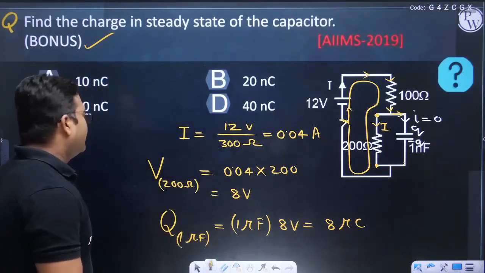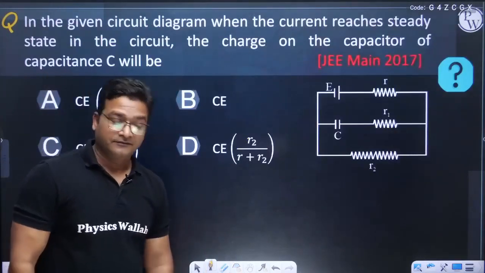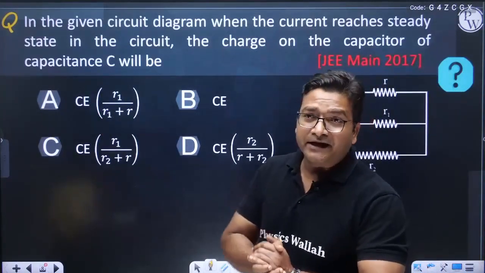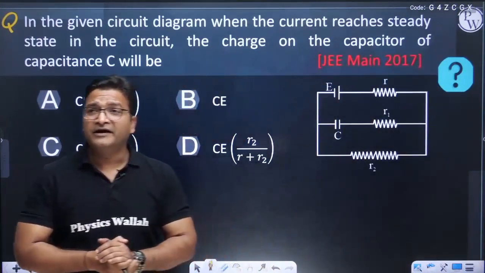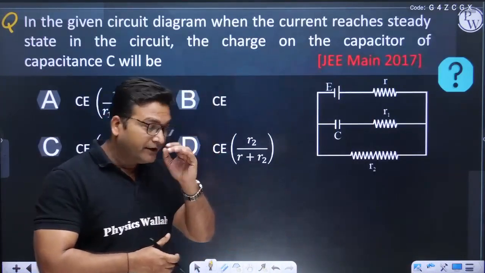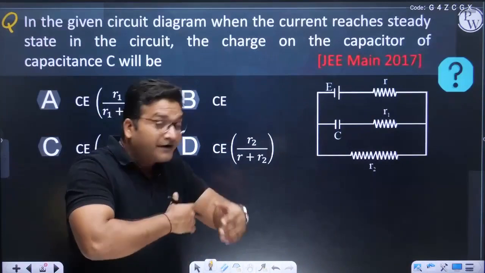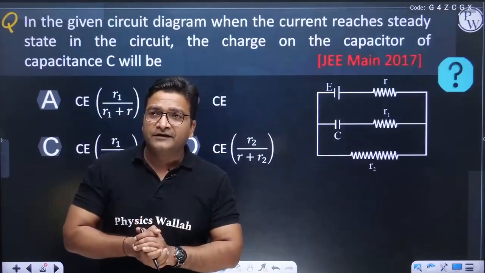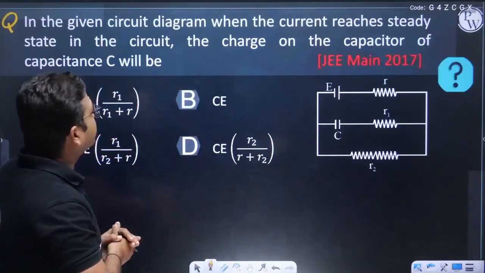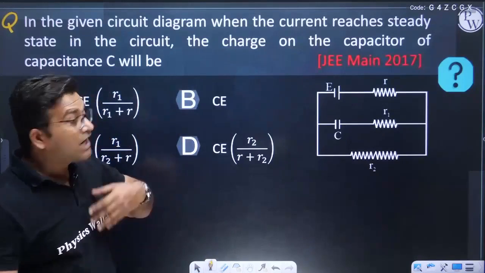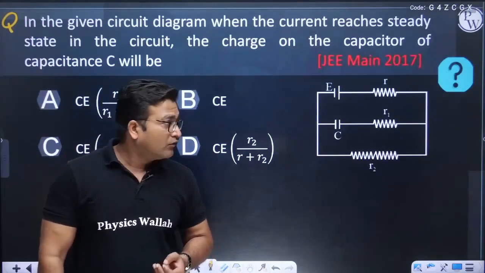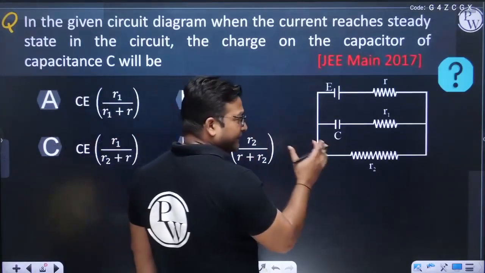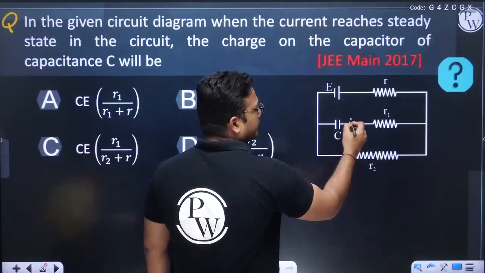So let us move a little and solve this interesting problem. In this question again they say, in the given circuit diagram, when current reaches a steady state, listen carefully, the current is in a steady state. Obviously the circuit is in a steady state, because when current reaches steady state, everything will reach a steady state. So what they are asking us is, what is the charge on the capacitor? Just listen carefully. In a steady state, obviously the current here is 0.